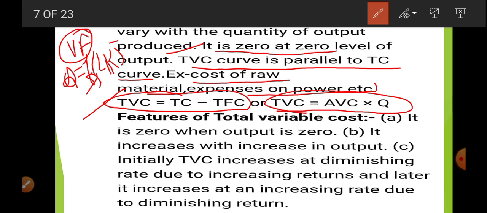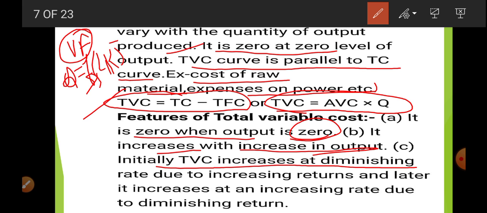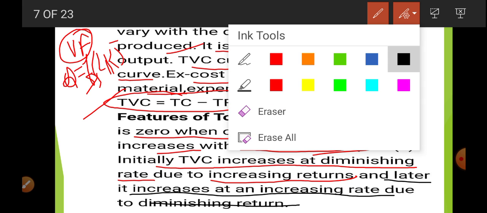Now we are going to discuss the features of total variable cost. First of all, when output is zero, it is also going to be zero. It increases with an increase in the level of output. Initially TVC increases at a diminishing rate due to increasing returns. Then later it increases at an increasing rate due to diminishing returns. So you have to keep this in mind. Okay.